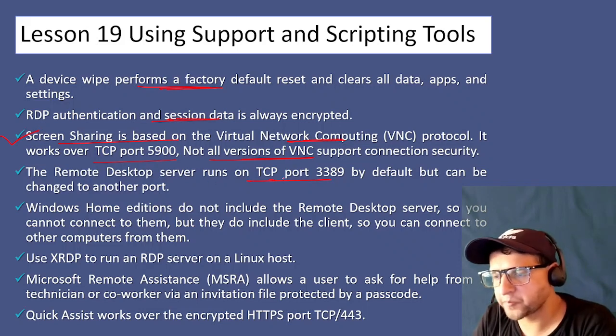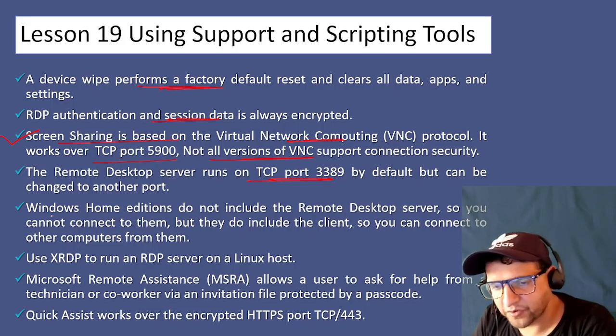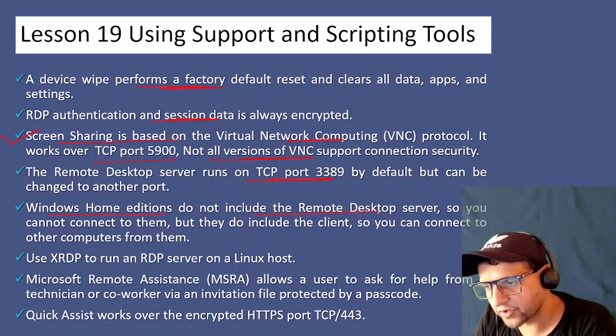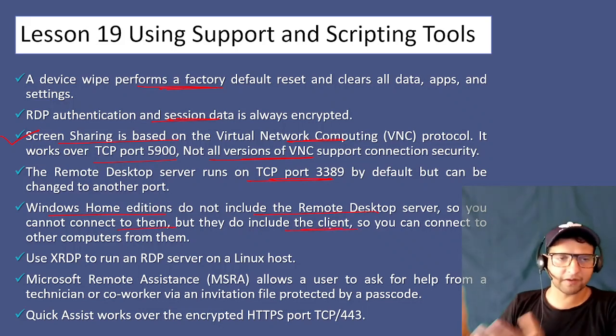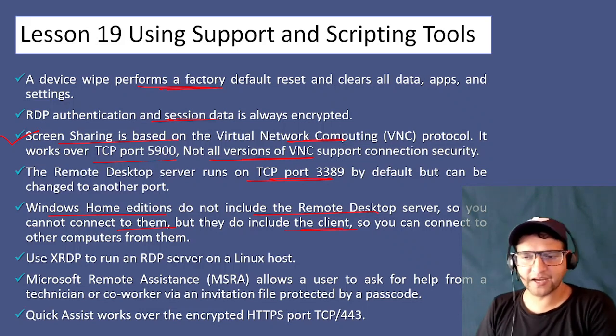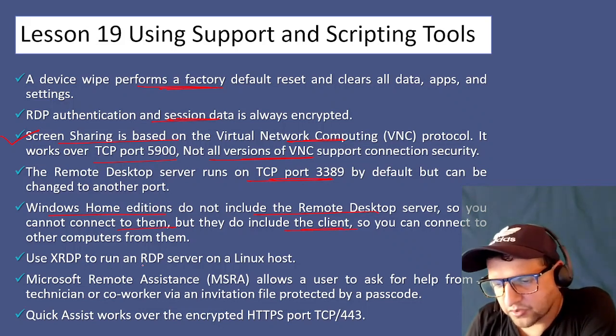RDP runs on TCP port 3389 by default but can be changed to another port. Very important, Windows Home Edition does not include RDP, so you cannot connect to them, but they do include the client, so you can connect to others from them. I have covered this in the previous slide, but again, because this is very important, XRDP lets you run an RDP server on Linux.